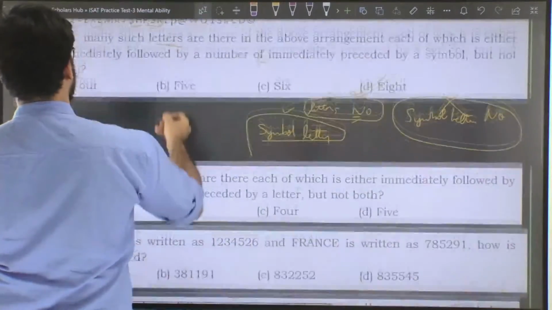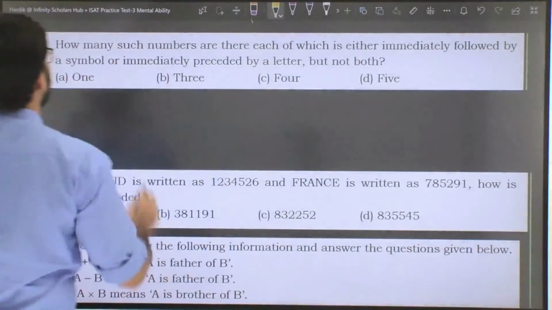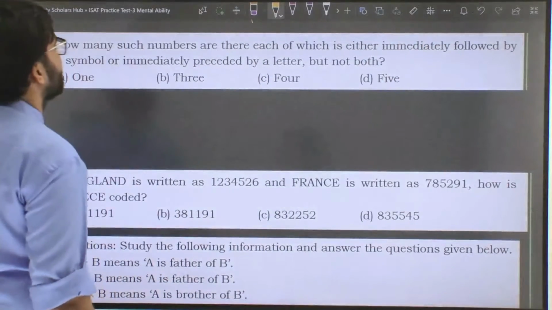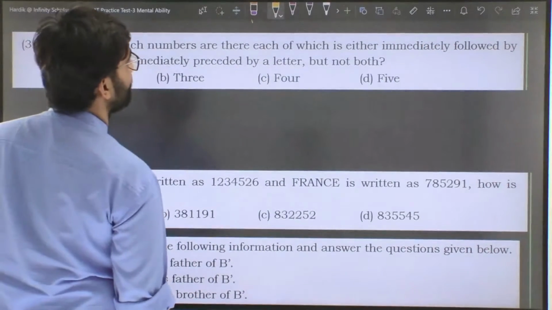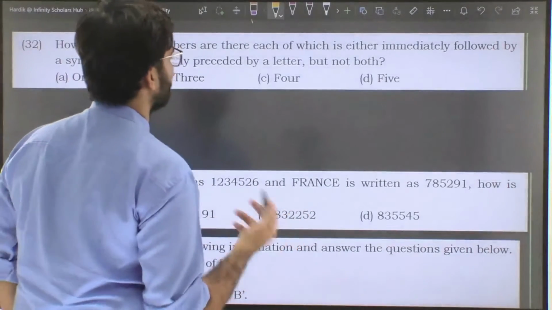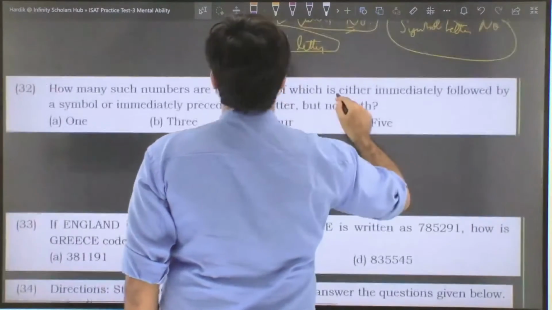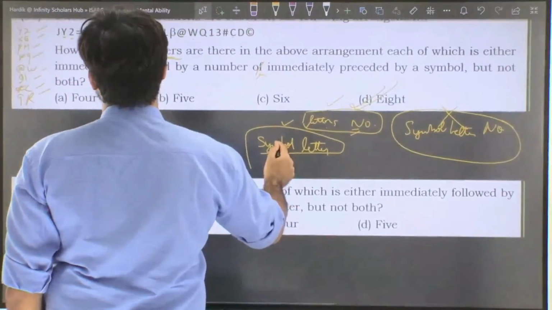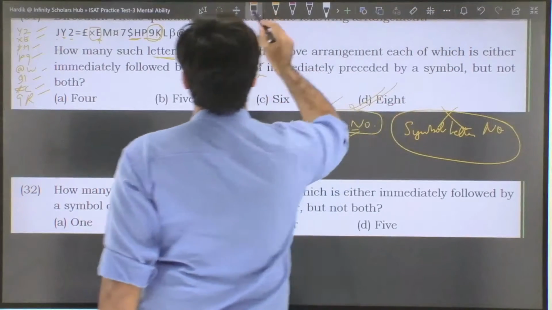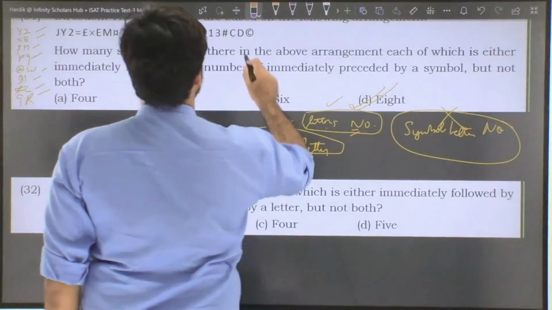Moving on to the next question. What is given over here? It is given, how many such numbers are there, each of which is either immediately followed by a symbol, or immediately preceded by a letter, but not both. Again, it's the same kind of question, so we will need that arrangement. So I will keep this page like this only. Fine. So now let me erase whatever we have drawn on this figure. Okay, let's remove this.